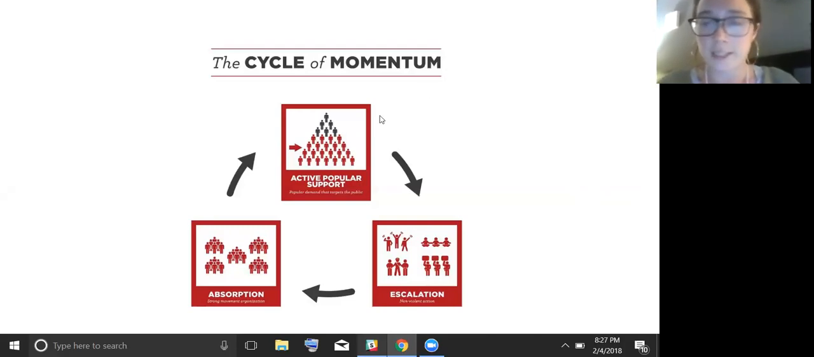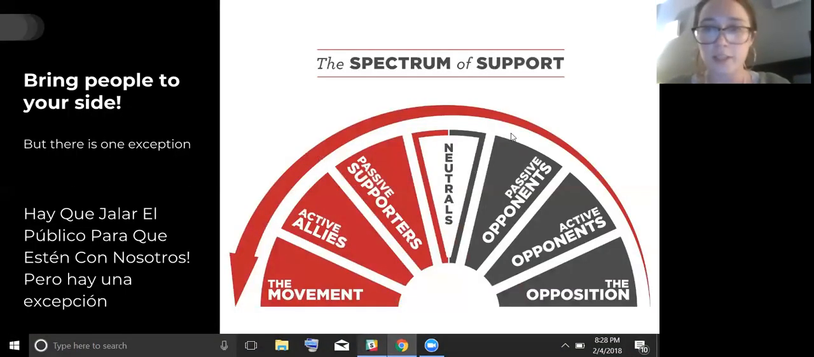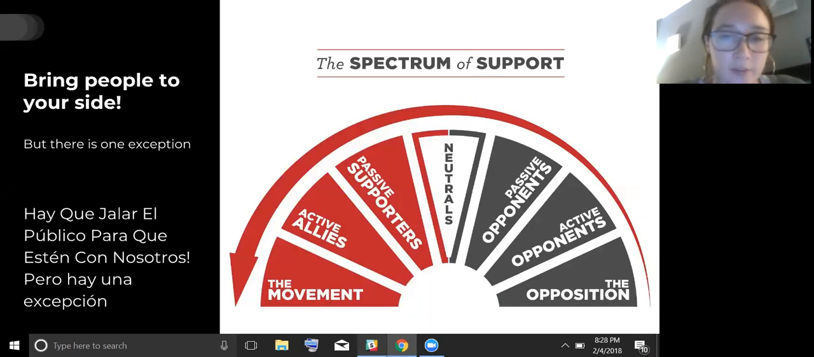I guess another thing that I would share, well, actually two things. If we're looking back at this spectrum of support, it's really important for every action that we do, because you can't target everybody at the same time. So when we think about the actions that we're going to do, it's important to be super clear in our heads about who it is that we're targeting and how we're trying to move them.